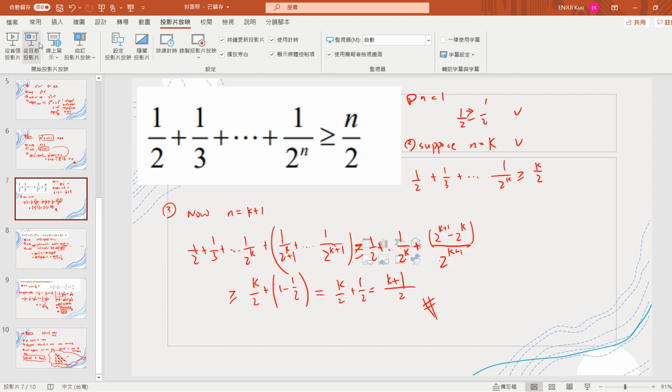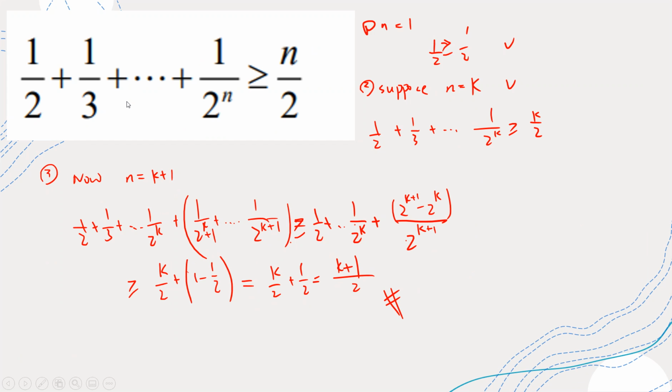Welcome, guys. So now let's start to do some other interesting mathematical induction exercises. I prepared three middle-difficulty ones and several very difficult ones. Okay, so this is the middle one. This is not very difficult, but I think this problem is famous.